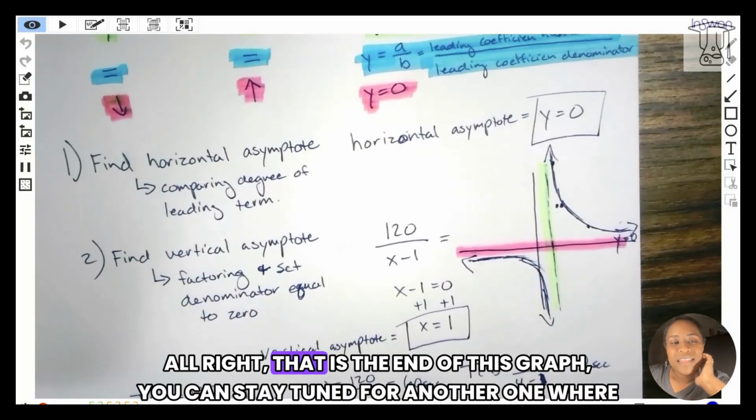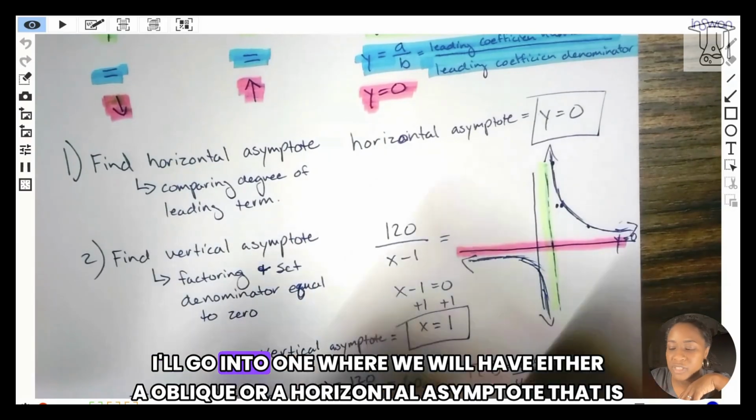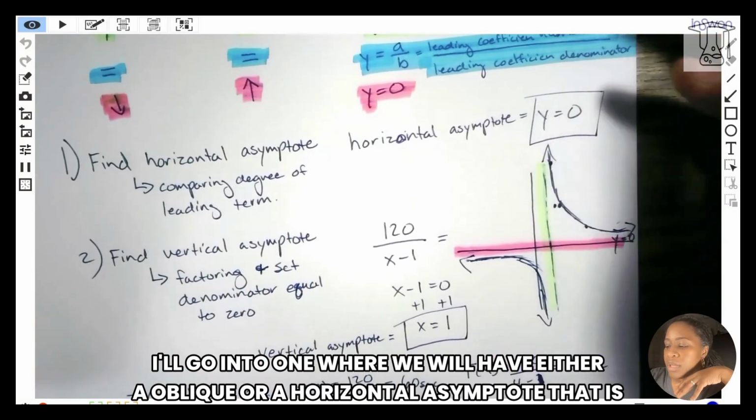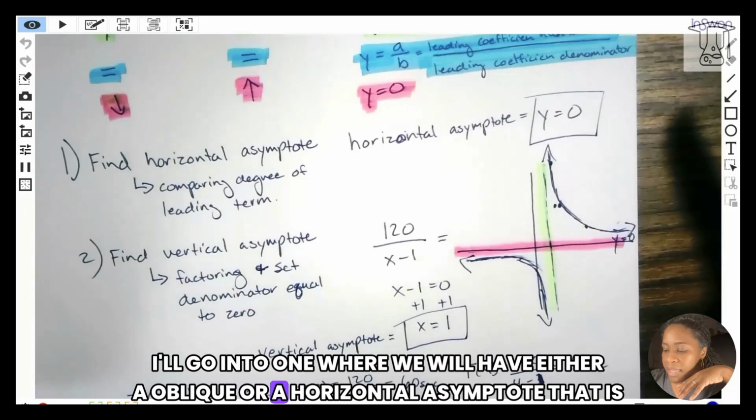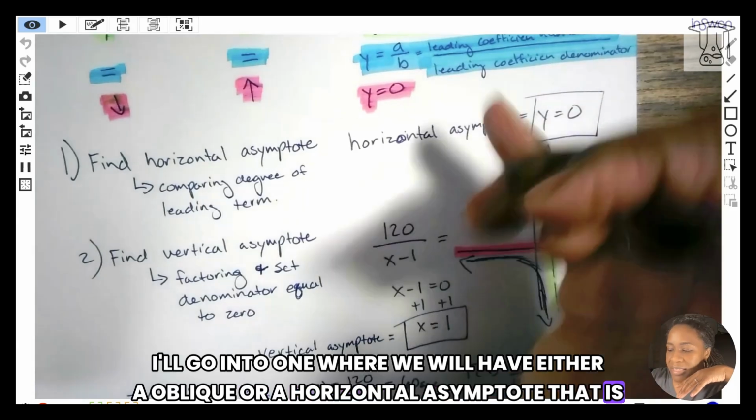All right. That is the end of this graph. You can stay tuned for another one where I'll go into one where we will have either an oblique or a horizontal asymptote that is not at 0.